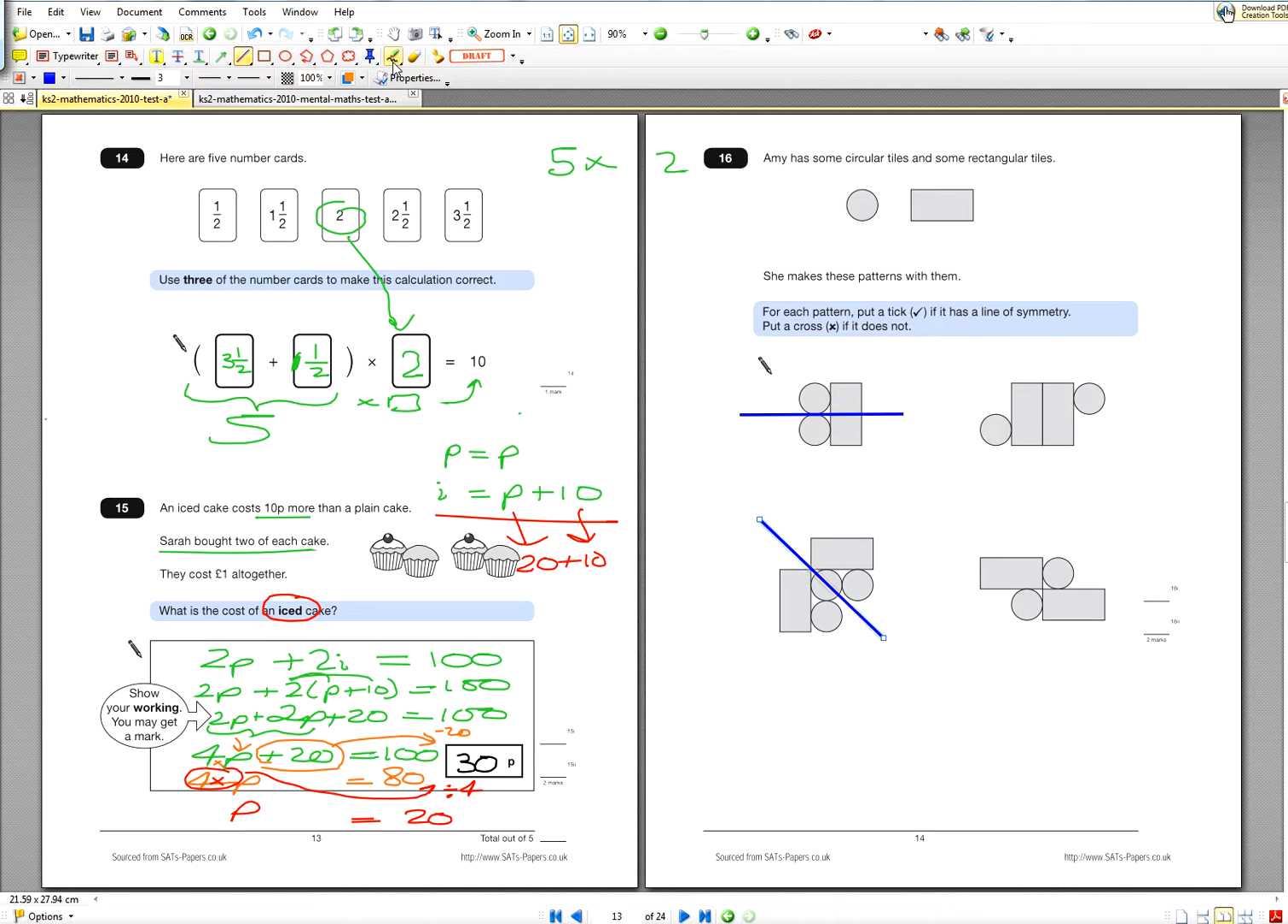So let's grab the pen. And it says tick them. This one and this one. And this one, does it have line symmetry? No. Because you can't put a mirror in there and make it look the same, because the circles are offset. Okay, are we happy with number 16 for the first part? Is that good? Let's move on.